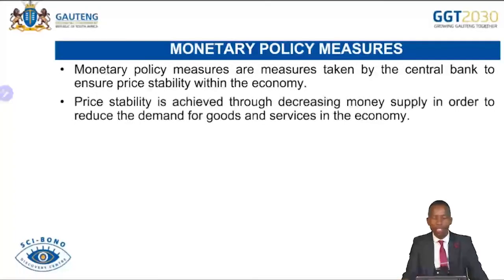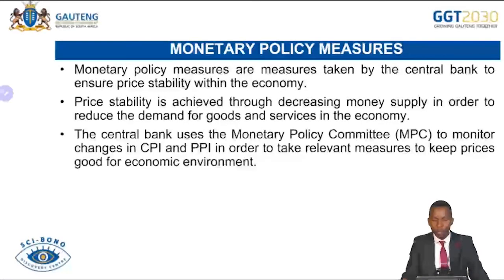And then monetary policy measures are measures taken by the central bank to ensure price stability within the economy. Price stability is achieved through decreasing money supply. We know that to decrease money supply, we must increase interest rates to decrease credit, increase credit reserves to decrease liquidity, and then sell bonds to commercial banks to collect money, which is known as ensuring that there is no money available in the economy, and also tightening moral persuasion or moral pressure.